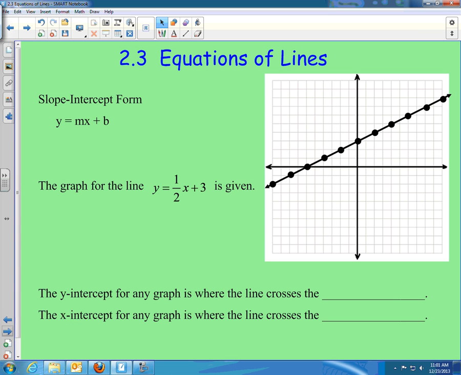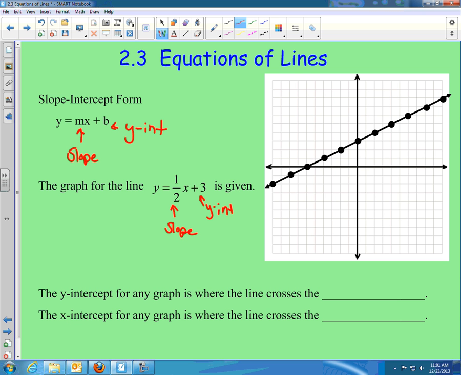So the first one we're going to talk about is slope-intercept form: y equals mx plus b. Very familiar form for us. The m is our slope, and the b is our y-intercept. And the x and the y we don't plug anything in for. So if we look at our example, the graph for the line is y equals 1/2 x plus 3. So this is our slope, and this is our y-intercept.